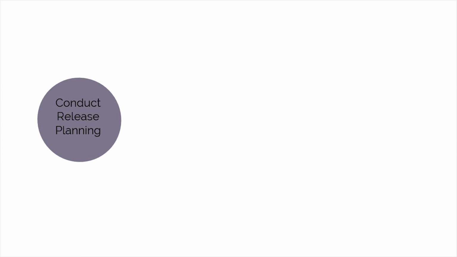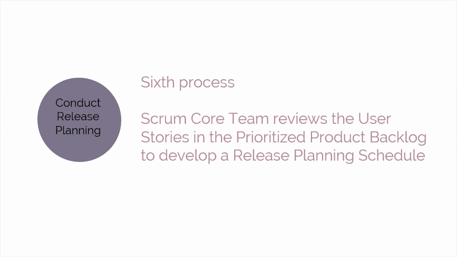The last process classified under the Initiate phase is Conduct Release Planning. In this process, the Scrum core team reviews the user stories in the prioritized product backlog to develop a release planning schedule, which is essentially a phased deployment schedule that can be shared with the project stakeholders.